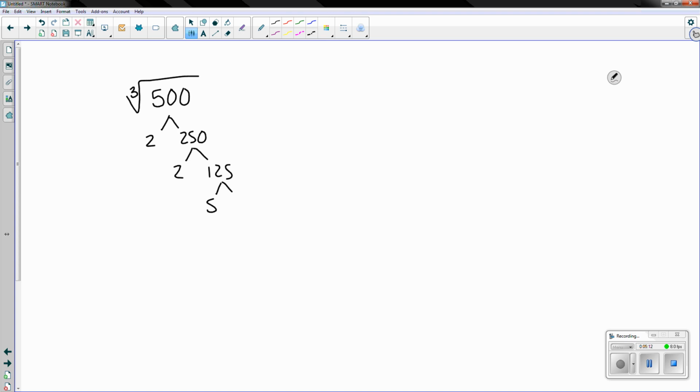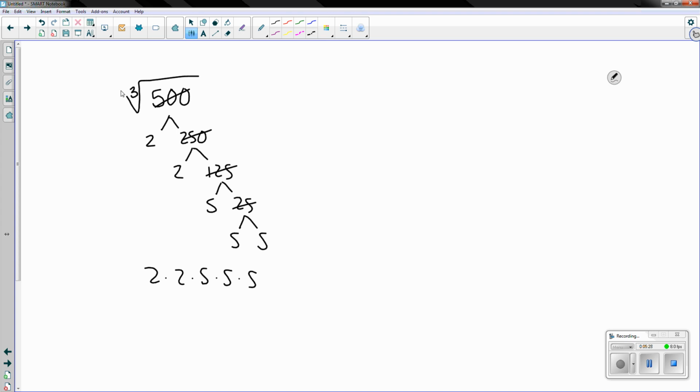125 can be broken down. And 25 can be broken down. So when I break down those numbers, I'm just going to cross them out so I don't confuse them for values that I am still considering. But we have this prime factorization of 2 times 2 times 5 times 5 times 5.